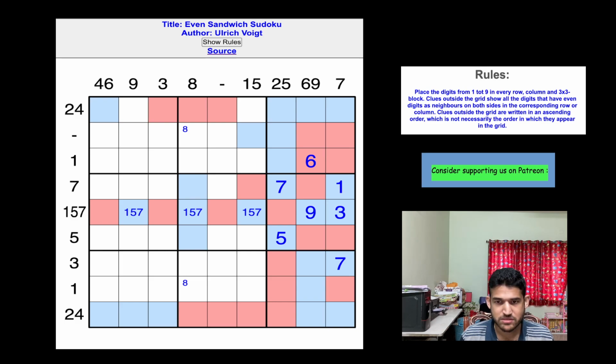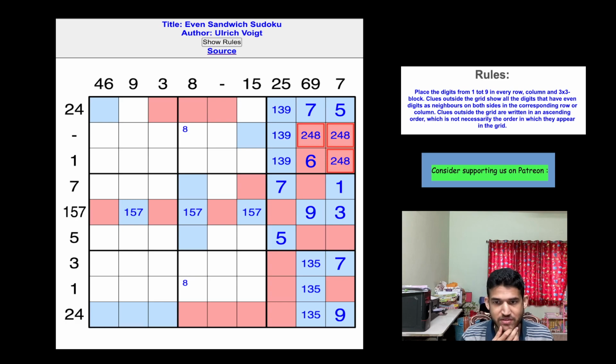Okay. And 9 is not in these blue cells. So 9 goes here, which means these would be a 1, 3 and 5. And 7 in column 8 must be here in an odd cell, and 5 is not in these blue cells. So 5 goes here. So these will be a 1, 3 and 9. And these would have to be 2, 4, 8.